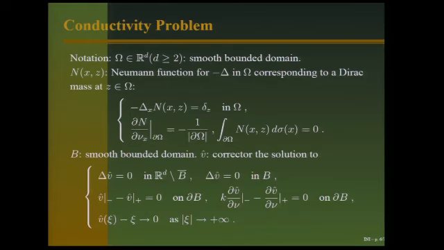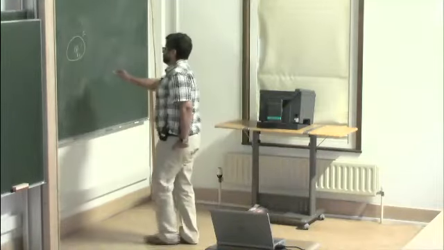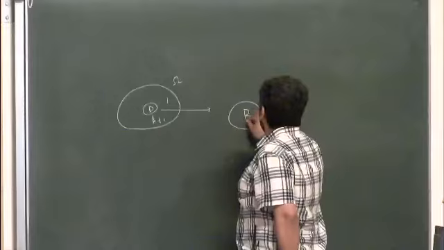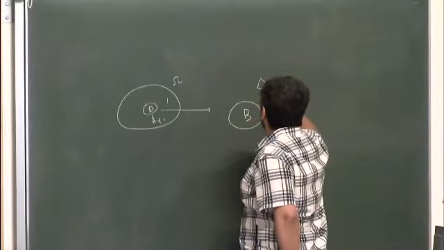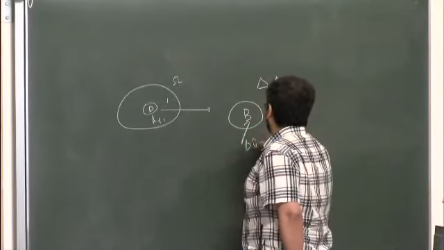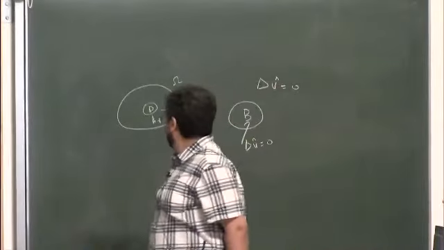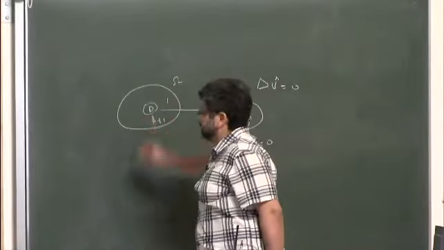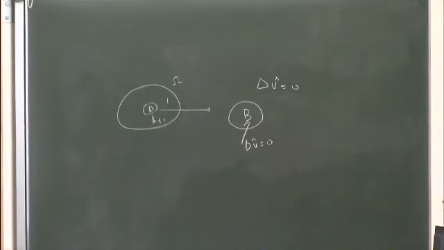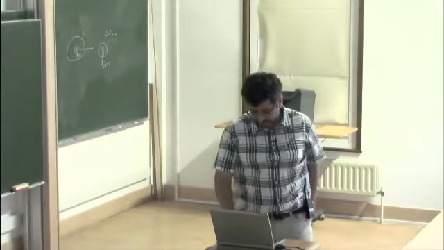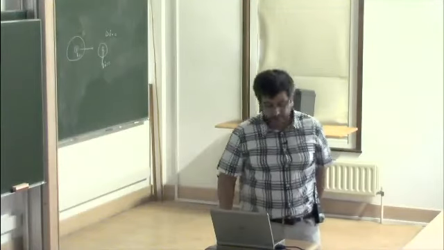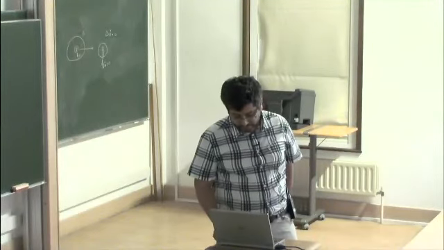It's a function defined in the whole space. So scale this to B, and then define the function, which is harmonic outside, harmonic inside, with the jump conditions on the boundary. K is the conductivity parameter inside, and it behaves like x at infinity.